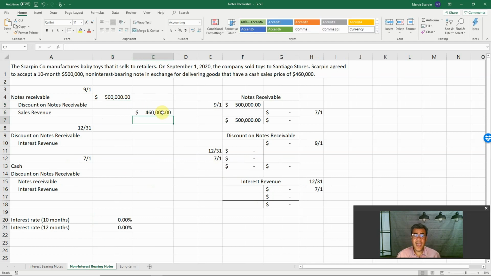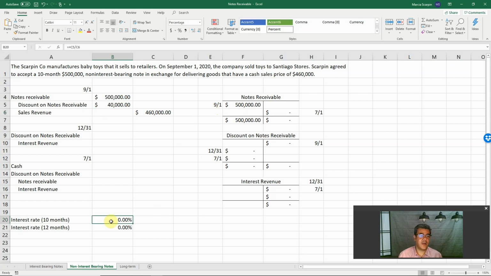460. And we have a discount on notes receivable. That is a contra account of notes receivable. And it is the number to balance. So 500 less 460. Okay? And we will find it here later.